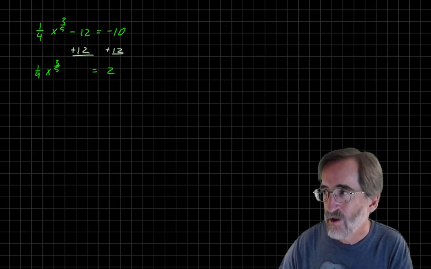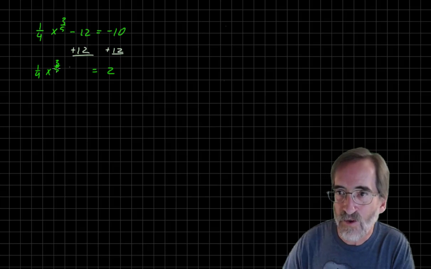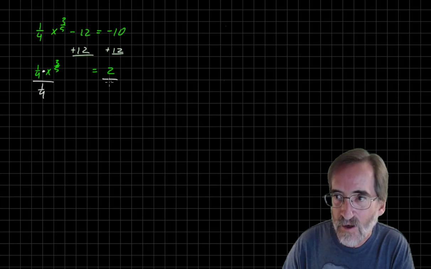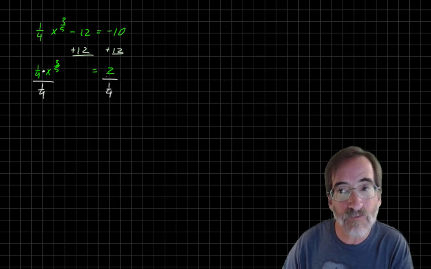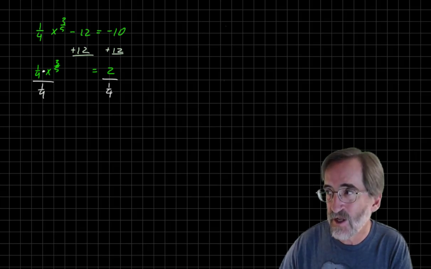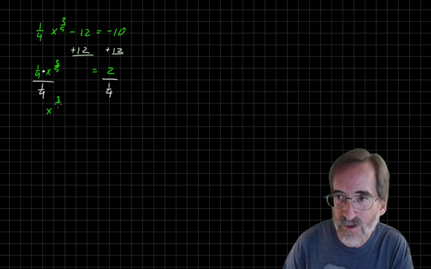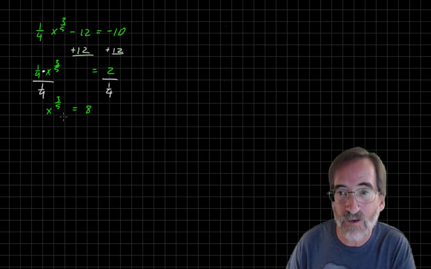Okay? Now we want to get rid of the 1/4. The opposite of times 1/4 is divide by 1/4. Now to divide by 1/4 is to multiply by 4. If I say how many fourths fit into something, I'm basically multiplying by 4. So we get x to the 3/5 equals 2 times 4, or 8. You can also think of it as multiplying by the reciprocal of 1/4, which is 4 over 1.